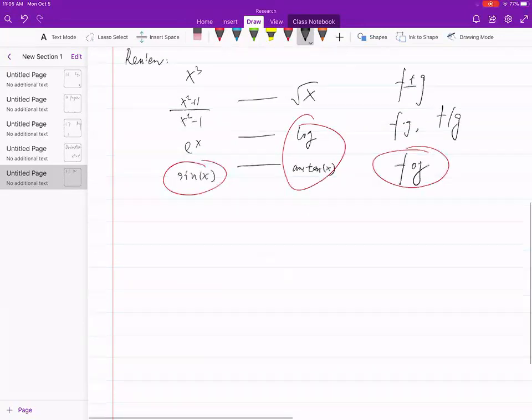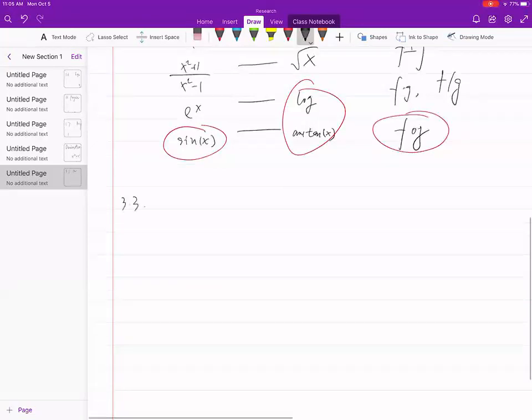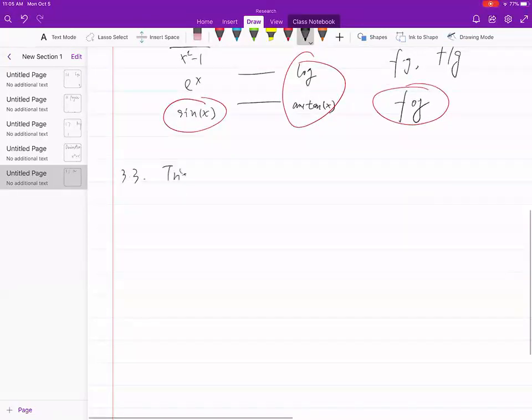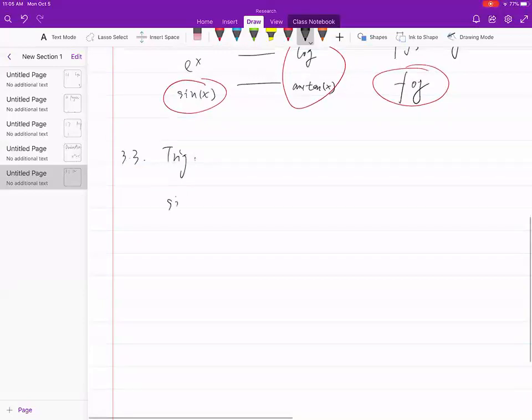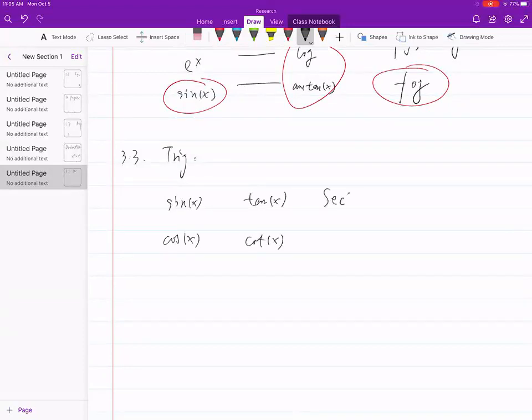Now for 3.3. Trig. We observe that sin x, cosine x, tangent x, cotangent x, secant, and cosecant. Then suddenly we realize, okay, once we know sine and cosine, these four are nothing but the quotient of sine and cosine. For example, sine over cosine. If we know either and we apply the quotient rule, we will be able to do it. So for later.